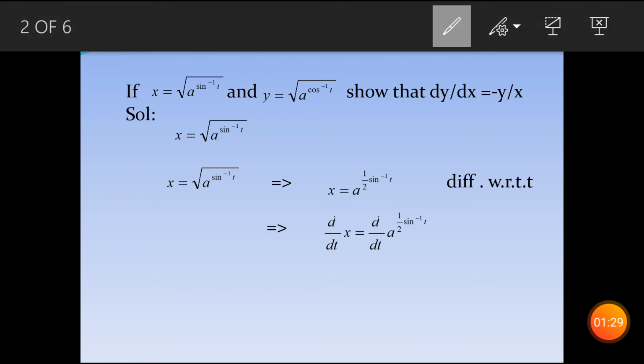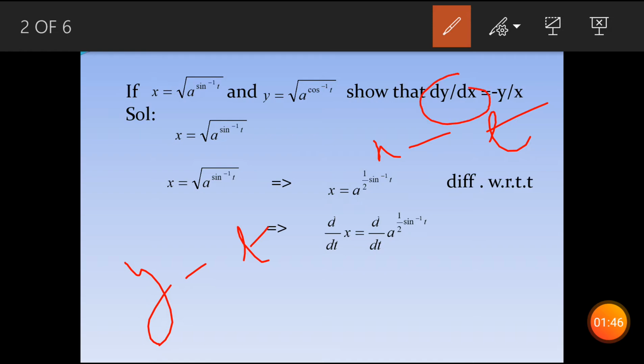First of all, you can see that x is expressed in a variable t, and y is expressed in a variable t. So this t is nothing but a parameter, and x and y both are parametric functions. Now how to solve it? As we want to calculate dy upon dx, the method is, first of all, you differentiate this with respect to t, differentiate this with respect to t, and then divide to get dy upon dx. But how? Let's see it.